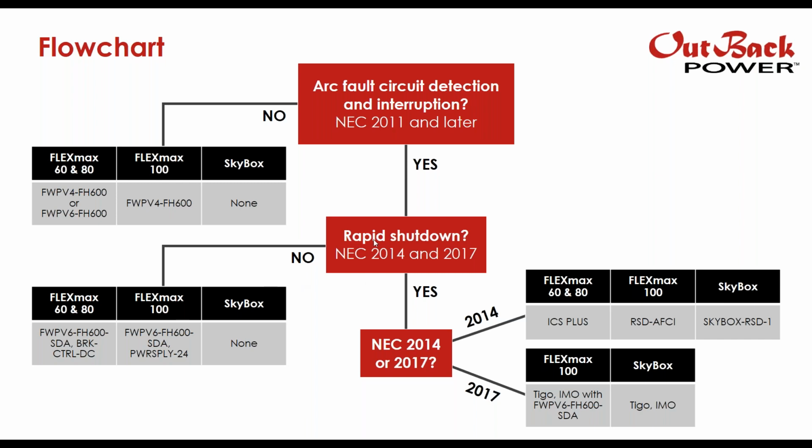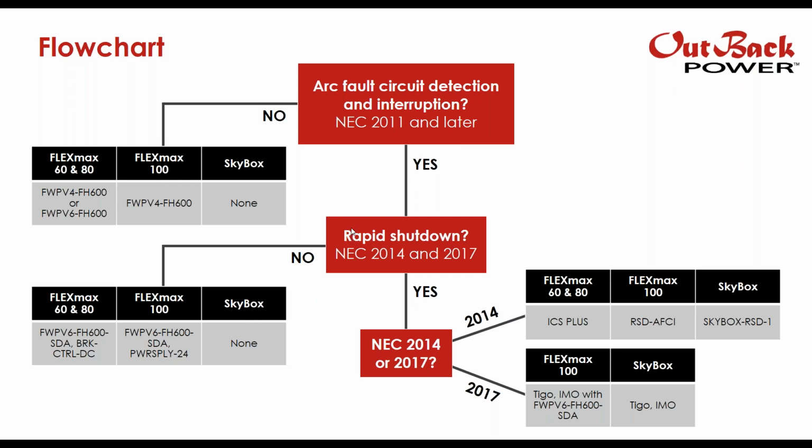If the answer is yes, then you have to ask yourself a different question: is rapid shutdown or NEC 2014 and 2017 required? If the answer is no, that essentially means that you need arc fault detection, but you do not need rapid shutdown. This might be, for example, for ground-mounted systems. For the FlexMax 80, we have the FlexWare PV6 FH600 SDA. This is the combiner box that you might see in the ICS Plus, also with a power supply. For the FlexMax 100, we have the same combiner box, but now with a generic power supply. And with SkyBox, you don't need any additional products. It already has arc fault detection.